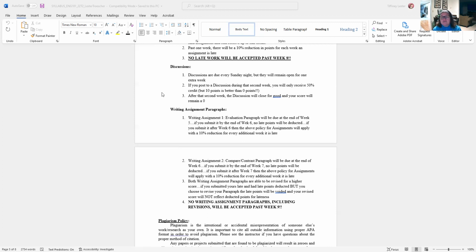But obviously, the better your grade is going into the final exam in week 10, the better off you will be, because there is no chance to revise the final exam essay in week 10. It is what it is. So the better your grade is going into that one, the more likely you are to pass the class and keep the grade you currently have, right? So just keep those in mind.